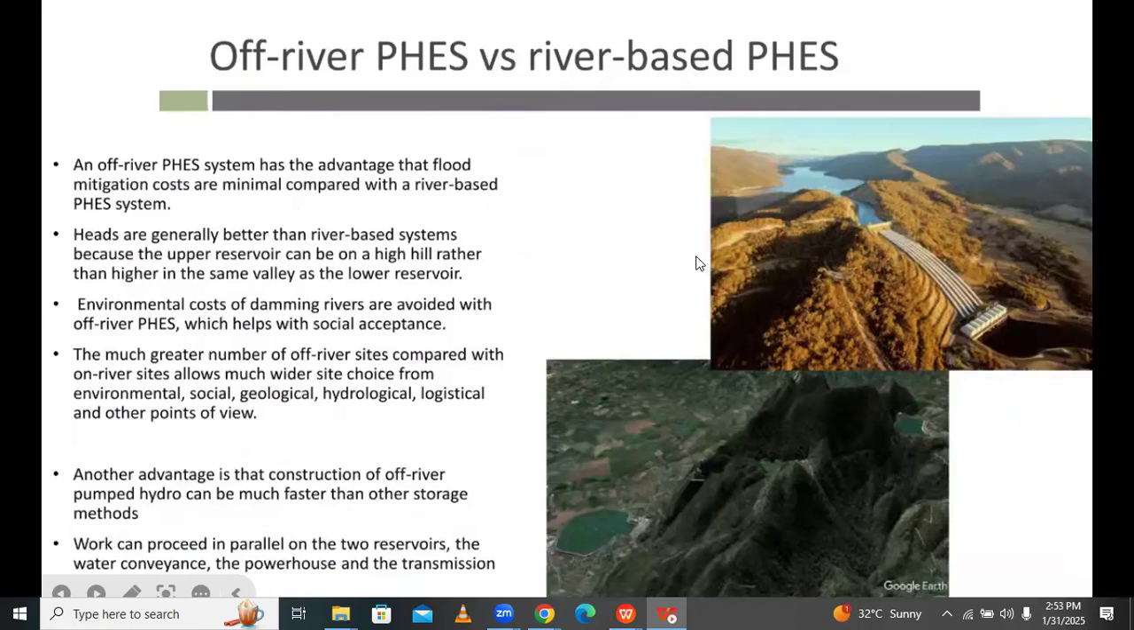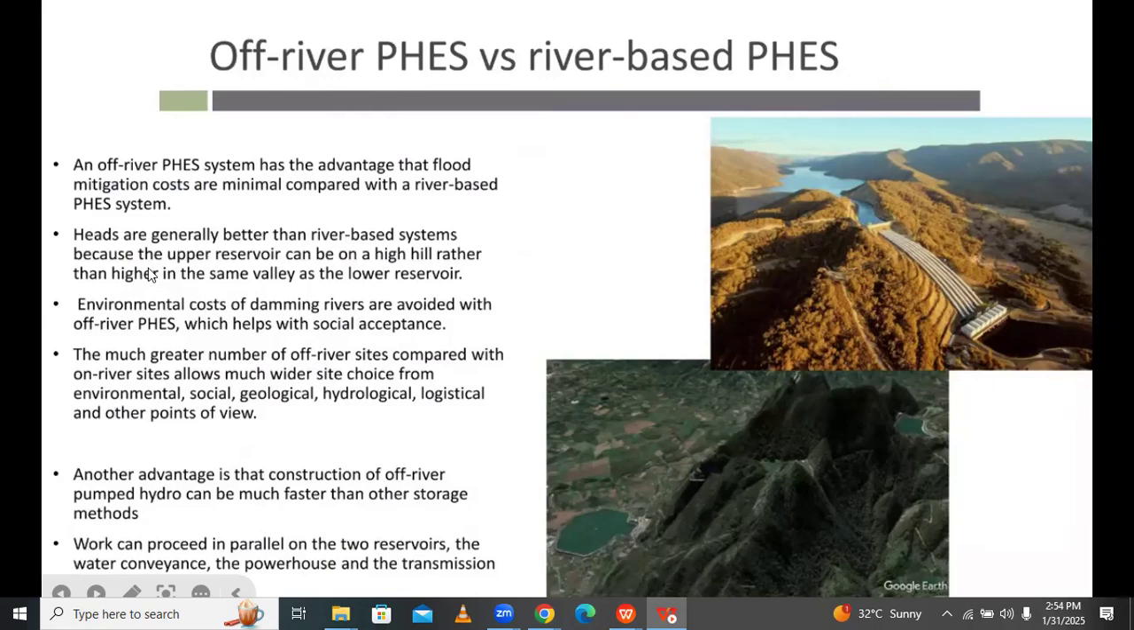Next, the comparison between these two. This is called open loop and this is called closed loop. An off-river PHS system has the advantage that flood mitigation costs are minimal compared with river-based PHS. Because these are constructed in underground tunnels, there is no effect of flood mitigation problems and costs in off-river systems. But flood mitigation problems do take place in the open loop, conventional river-based PHS.